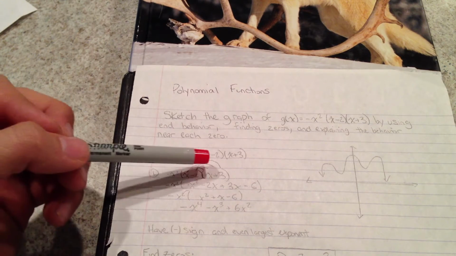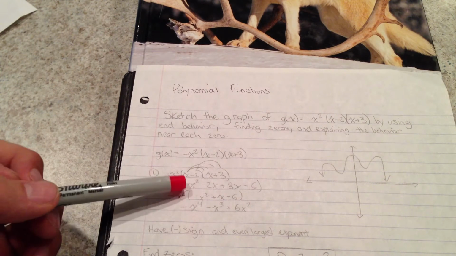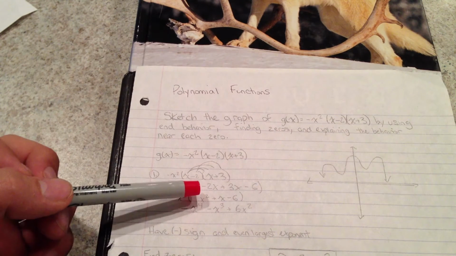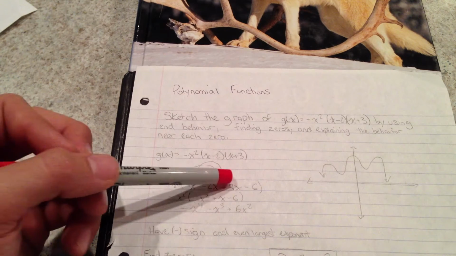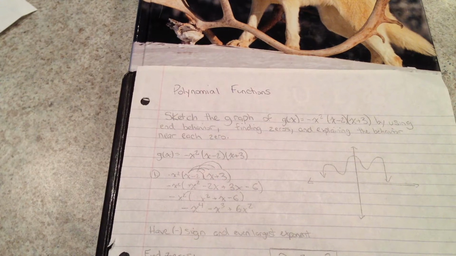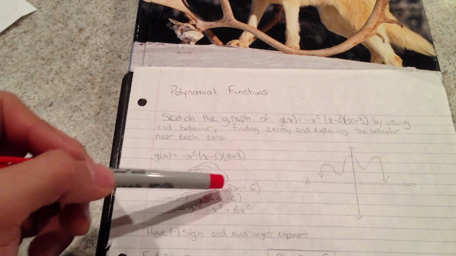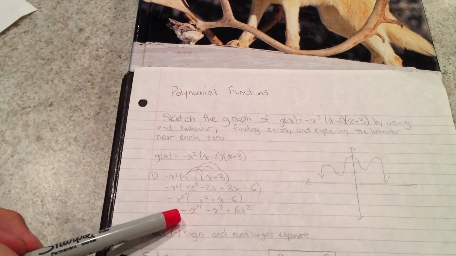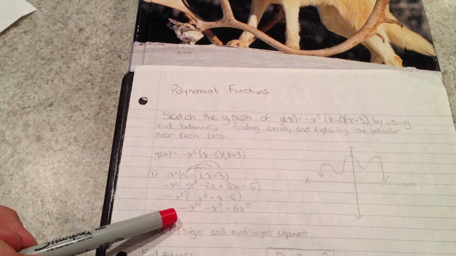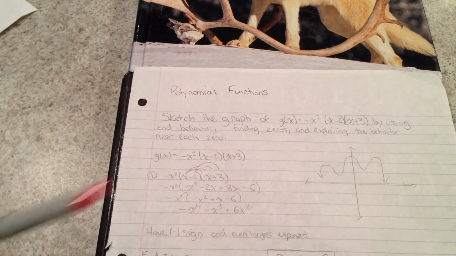So we bring these over, multiplying each other, and you get negative x squared times (x squared plus x minus 6). Now we're going to distribute the negative x squared to each term to give us an idea of the graph. We get negative x to the fourth minus x to the third plus 6x squared.